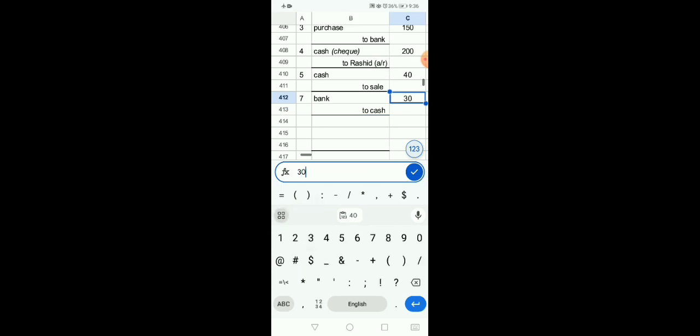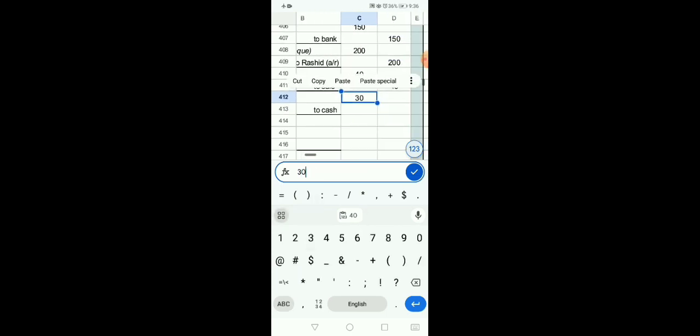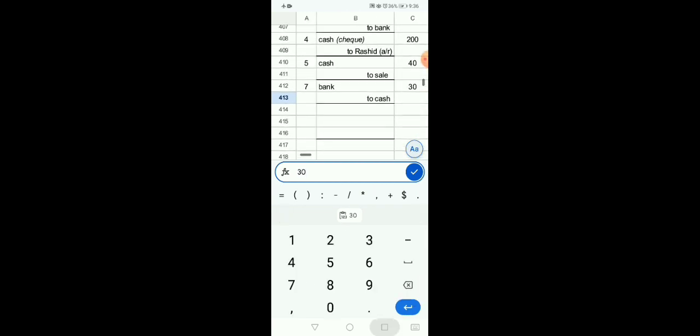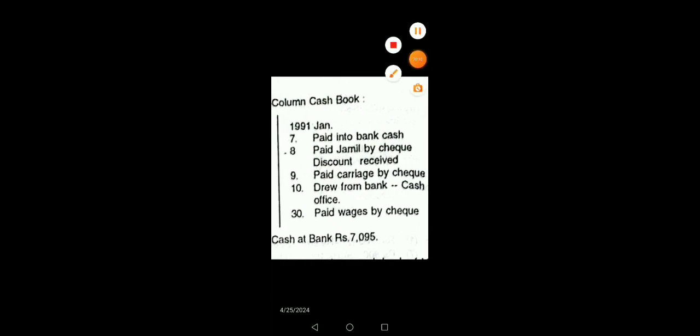Seventh entry we do have, and the amount of the seventh entry is 30. So you will put 30 rupees over here on debit side and 30 you are going to put on credit side. This way entry number 7 is completed. And what is next for us? After 7 we have 8. So we will put the date first. It's the 8th entry.